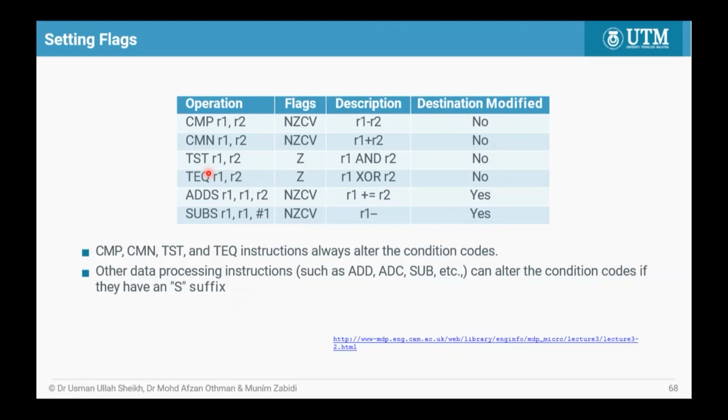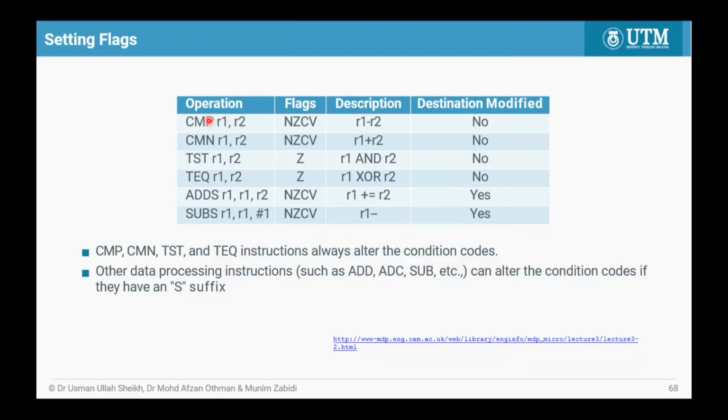For CMP, for example, if you compare R1 and R2, the flags will be affected accordingly, but the destination will not be modified. You see here, CMP R1, R2: the CPU will subtract R2 from R1, and the value of the flags will be updated accordingly. Is R1 changed? No, R1 will not change after that, because you just do a comparison.